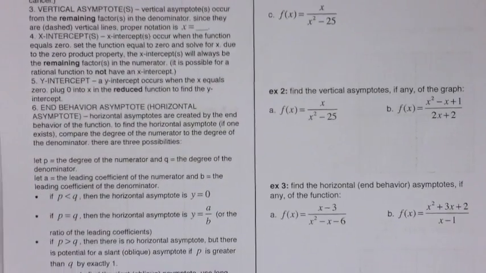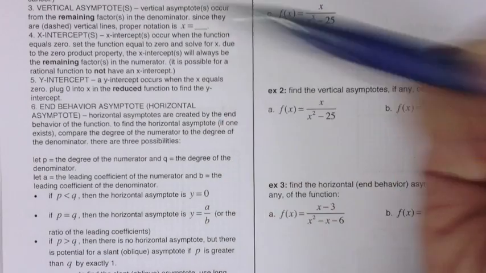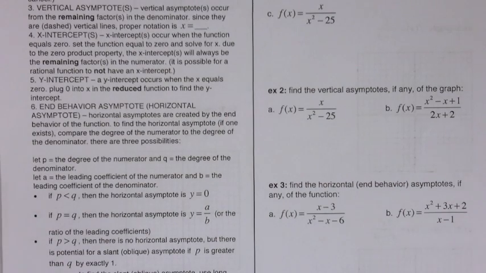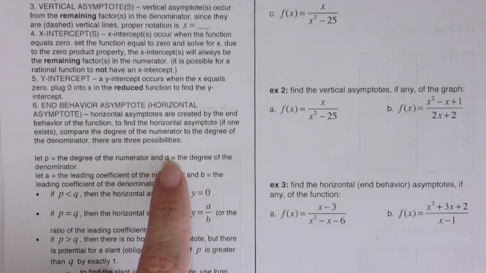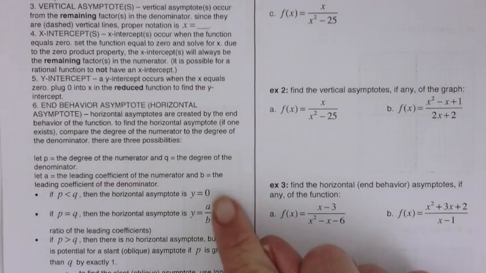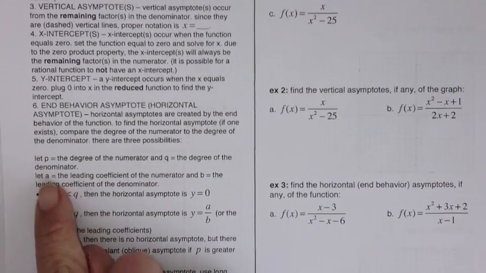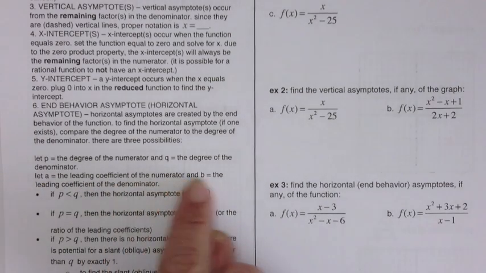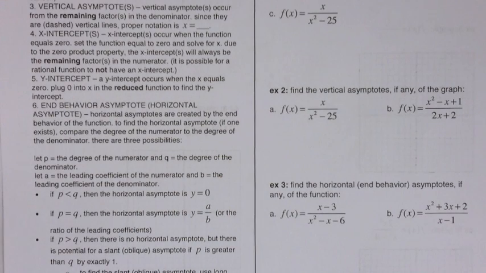Either the degree of the numerator, which we'll call p, is less than the degree of the denominator, which we'll call q. If that's the situation, then the horizontal asymptote is just y equals 0. So anytime p is less than q, y equals 0 is your horizontal asymptote. If the degree in the numerator equals the degree in the denominator, then you take it a step further and you take the ratio of their leading coefficients. So this says y equals a over b, and a is the leading coefficient in the numerator and b is the leading coefficient of the denominator.